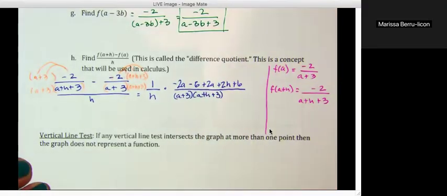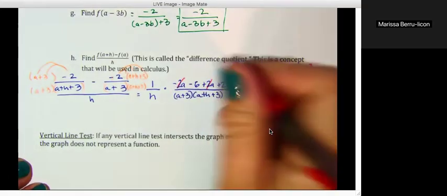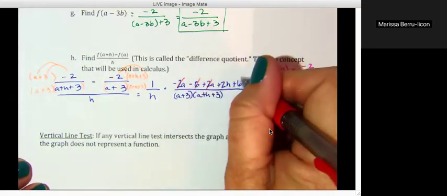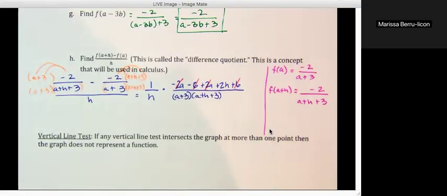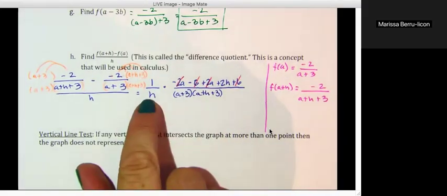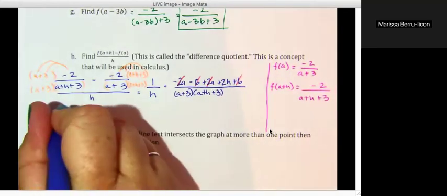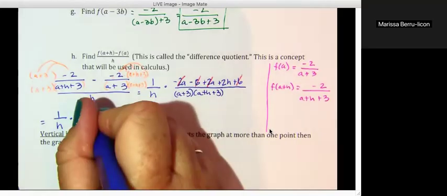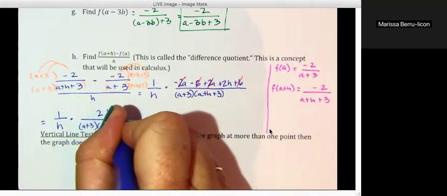And hopefully you're seeing where we're headed with this, in that we have a number of things that cancel again. So I have a negative 2a and a positive 2a that cancel. I have a negative 6 and a positive 6 that cancel. And what I'm left with now is 2h over a plus 3 and then a plus h plus 3. But I also have this other 1 over h over here that I don't want to lose track of. So simplifying here, I have 1 over h times 2h over a plus 3 times a plus h plus 3.